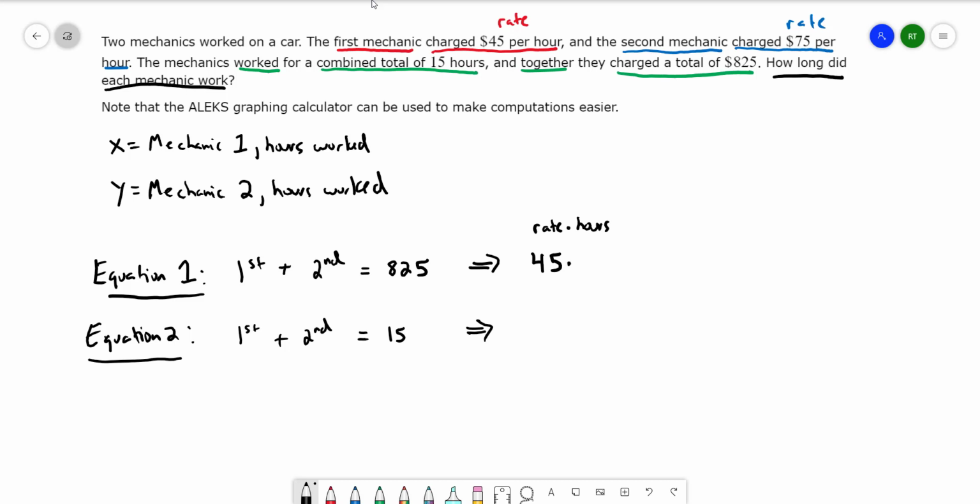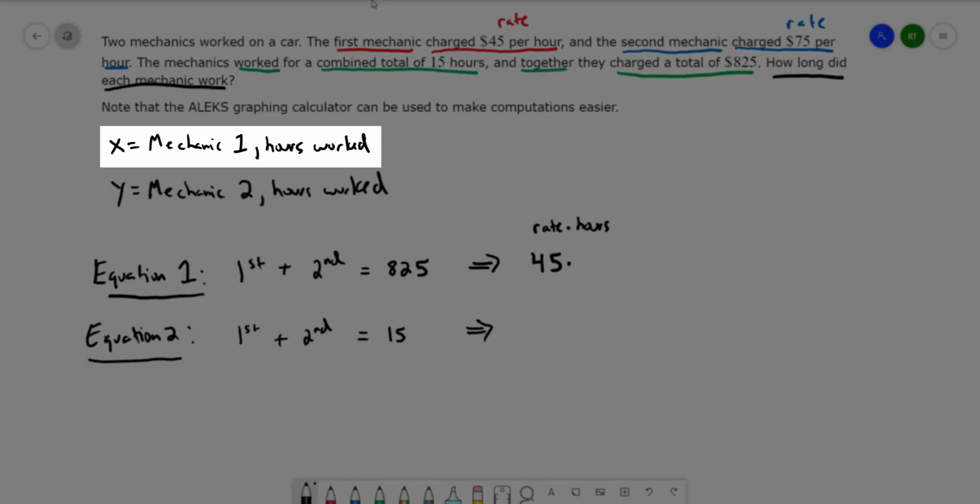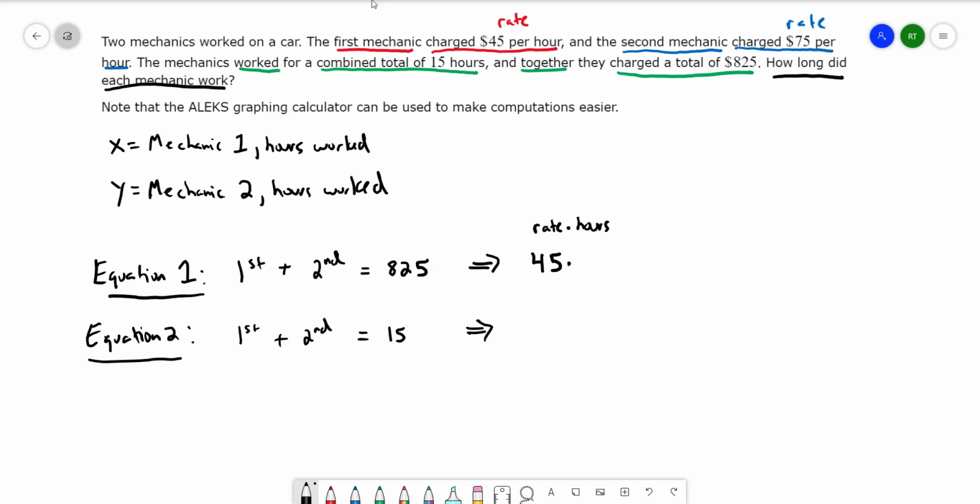We don't know how many hours mechanic 1 worked, but we do know that it is represented by X. X is mechanic 1's hours worked. So I have to multiply the rate with X in this case, because we don't know how many hours he or she worked. Next, I'm going to do the information for the second mechanic.